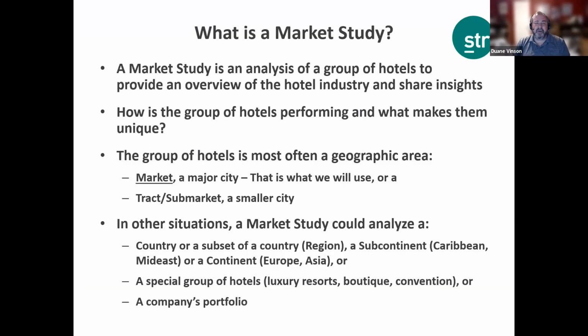So, of course, what is a market study? You know, a market study in this context is the analysis of a group of hotels to provide an overview of the hotel industry and to share insights. What have we learned from our analysis? How's the group of hotels performing and what makes them unique?